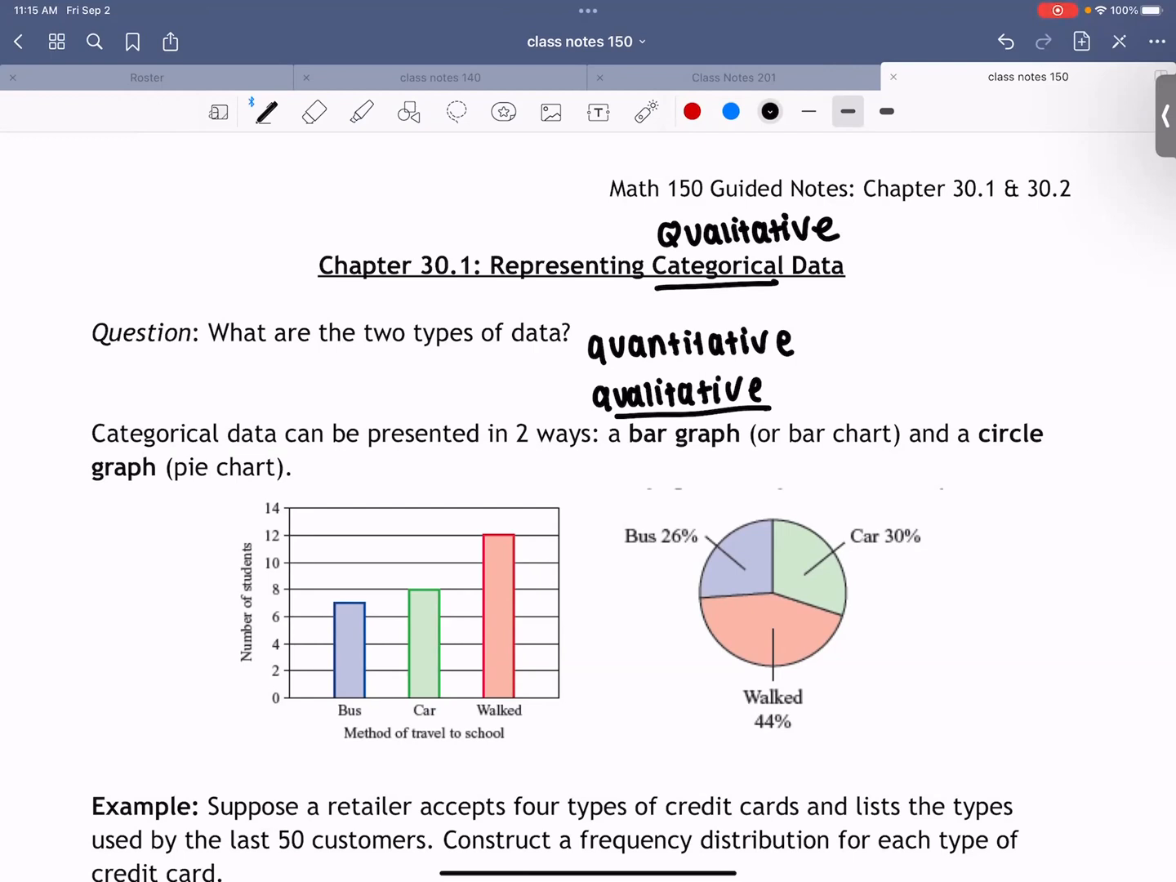The 2 things we're going to focus on to talk about how we can graph or represent qualitative data are the bar graph or the bar chart, which I don't think anyone calls it, but okay. And we're also going to talk about the circle graph, which you probably know as a pie chart. So we're going to learn how to do these 2 things, how to make sure that they are done correctly, and so on.